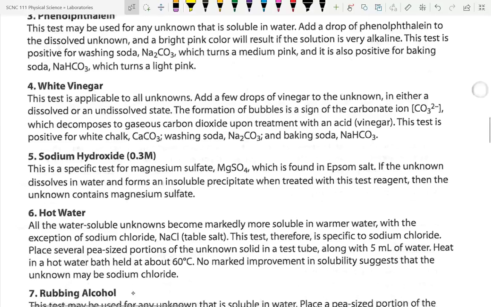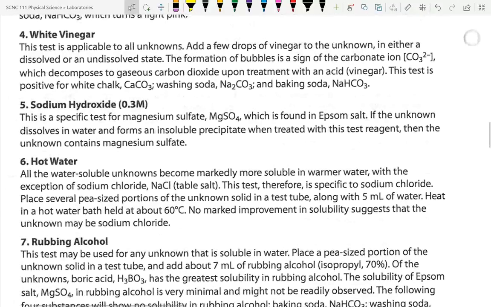Now, the other sample, the white vinegar: add a few drops of vinegar to the unknown. It says in either the dissolved or undissolved state, but I think it's actually easier to have it in water. Have some of your sample in water, and then you put this in. And if it bubbles, then that means it's the chalk sample. And so you just look for that bubbling.